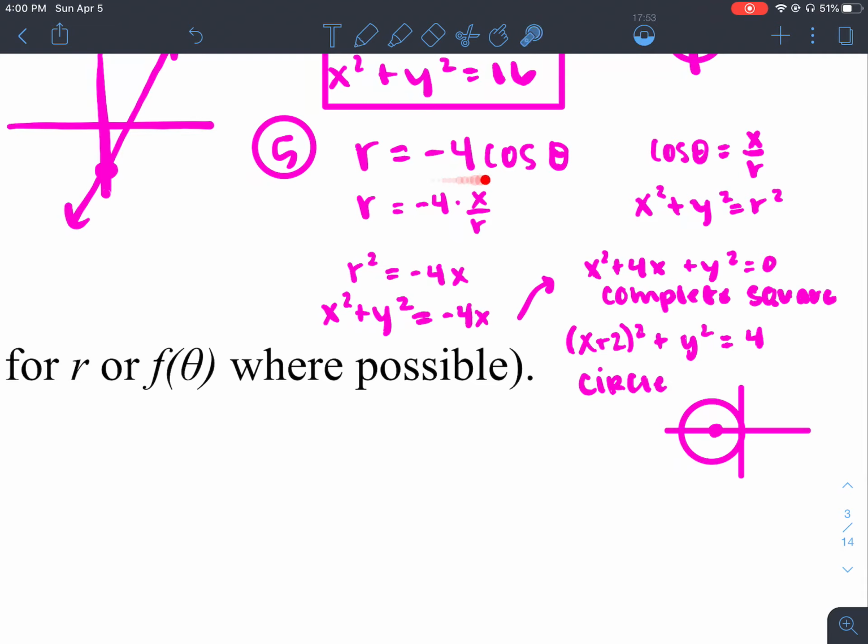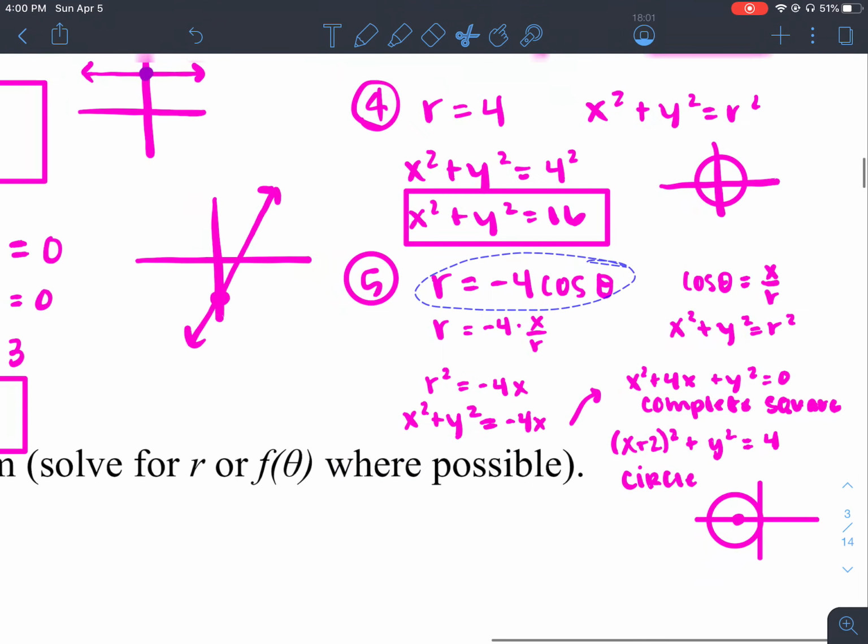Notice how my polar equation is no longer r equals a number. So for circles centered at the origin, r equals 4, r equals 10, r equals 7, those are nice values. Those are circles centered at the origin. If I have a circle centered off of my origin, that's going to introduce a cosine or a sine or some other trig equation in there.